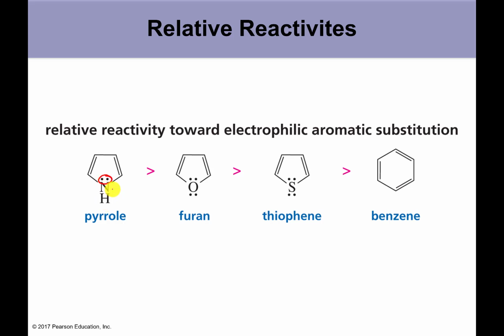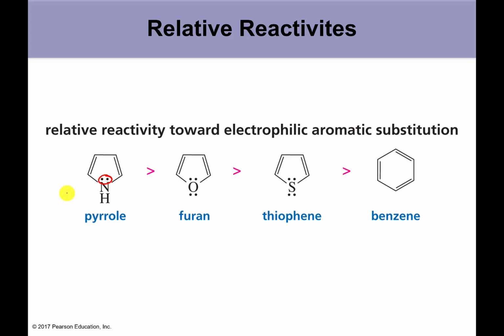Pyrrole is much more reactive than furan because nitrogen is less electronegative than oxygen. And if you remember, a positive charge in the intermediate builds on this heteroatom, and as a result, lower electronegativity allows it to be more stable.